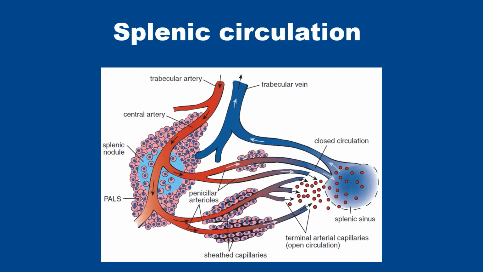And there is open circulation also, where the blood vessel opens into the red pulp. Then from the red pulp, the blood passes in between the gaps in the splenic sinuses, and splenic sinuses ultimately form the trabecular veins.